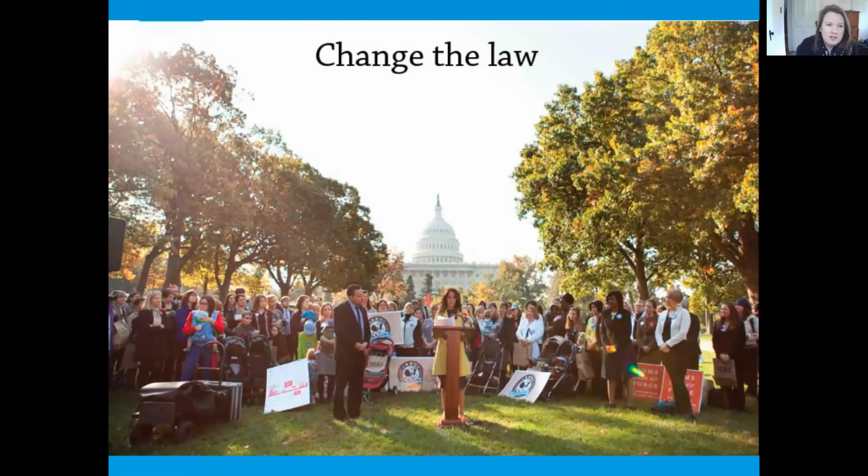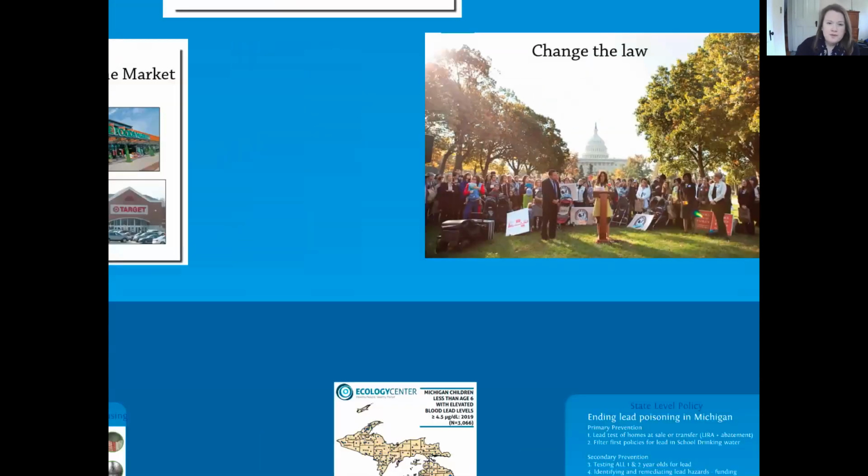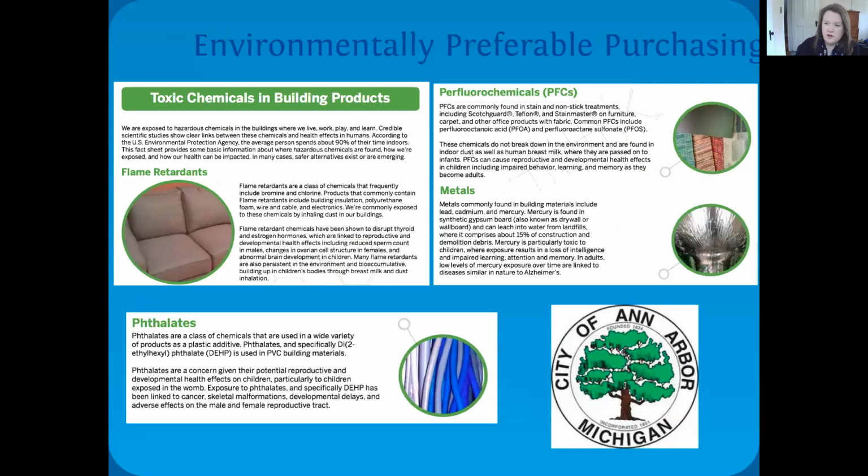The Ecology Center works at a number of different levels, the local, the state, and the national levels, to change our laws and our policies related to the chemicals that are in our environment and the stuff that we use every day. So if we focus first on the local level, I mentioned there are a number of different policies that are happening right now related to sustainable purchasing or environmentally preferable purchasing.